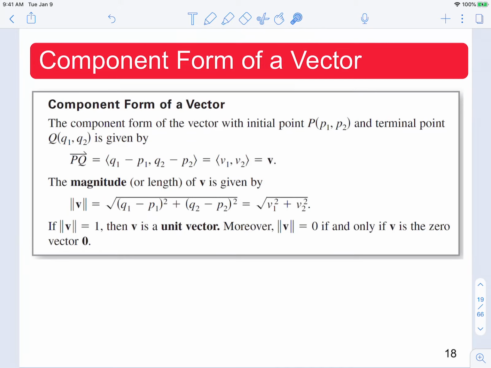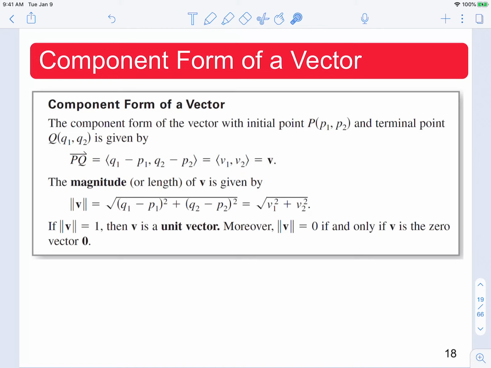And this box here summarizes what we've talked about nicely. The component form of the vector with an initial point P (P1, P2) and a terminal point Q (Q1, Q2) is given by this notation. The directed line segment PQ is equal to ⟨Q1 minus P1, Q2 minus P2⟩. And this will give us our v1 and v2, which is our vector.